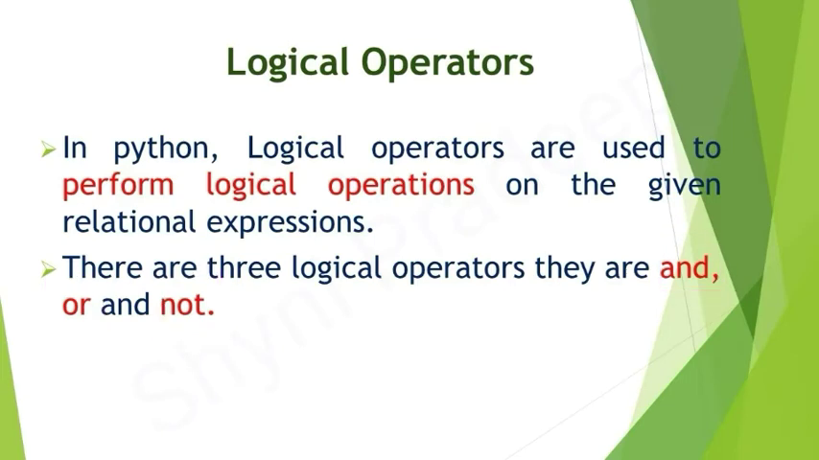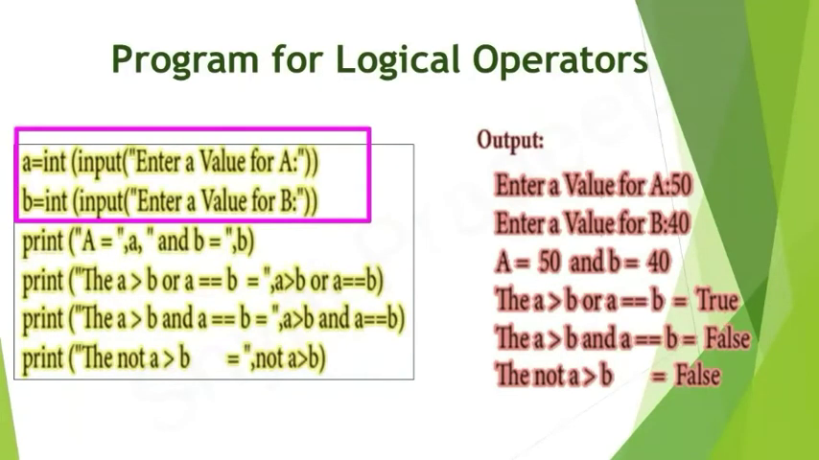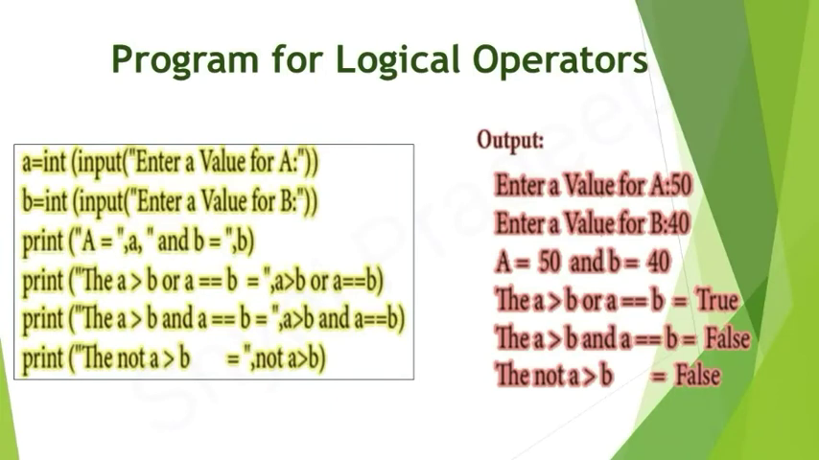So let us see one program. Okay, this is the program. You have to find out the output for this program using logical operators. Okay, here one variable is given, a is equal to int input, enter the value for a, and next b is equal to int input, enter the value for b. Now you have to enter the value for a variable and b variable. You can take any two values. Okay, like here I have taken 50 for a variable and 40 for b variable.